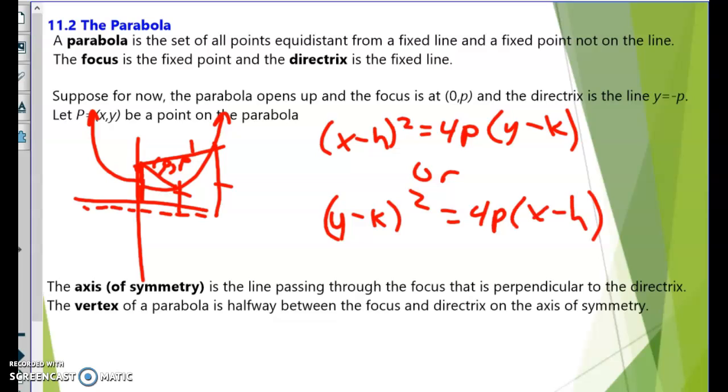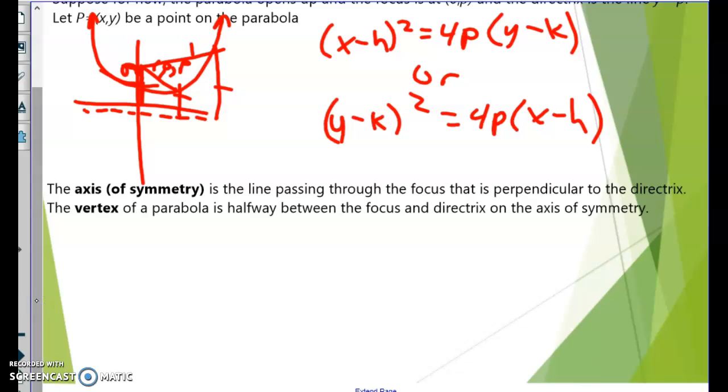It may look like that, where h and k is the vertex. Okay, so the distance between the parabola and the directrix is always distance p. So that's the distance p. All right.